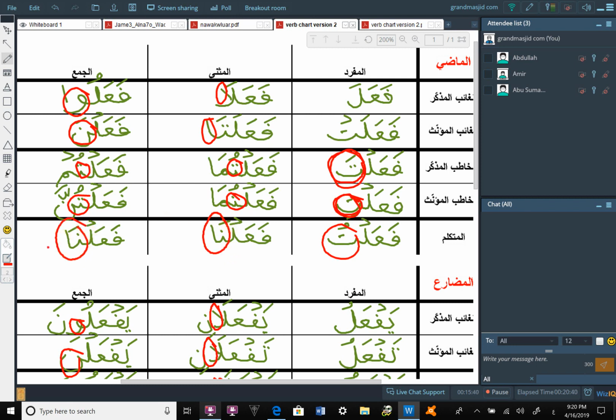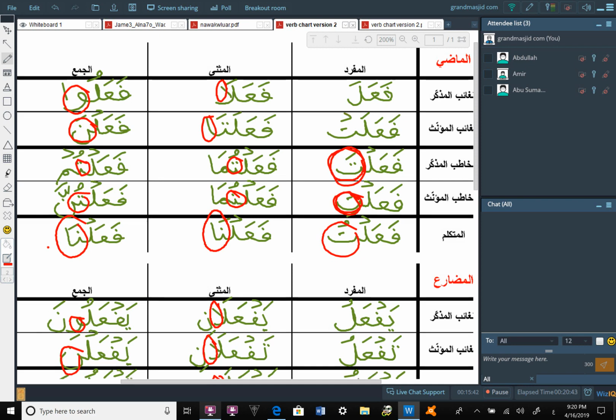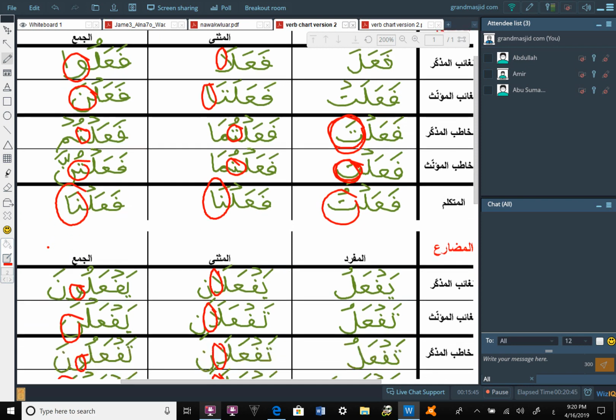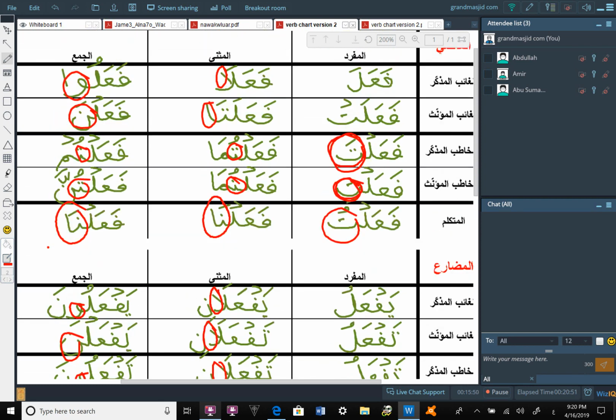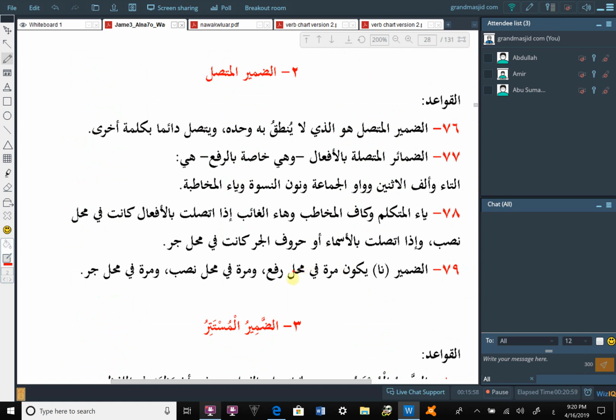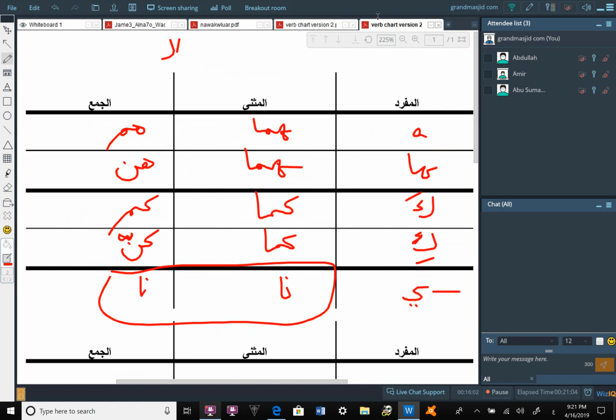Right? When it is the fa'il of a verb, then it's in the position of being marfu'. This na here is your fa'il. Fa'alna, we did it. It's in the position of being marratan fi mahal al-raf'. When is it mansoob? When it is connected to a verb. Darabana, he beat us, he hit us. Now it's mansoob because it's the object of the verb.